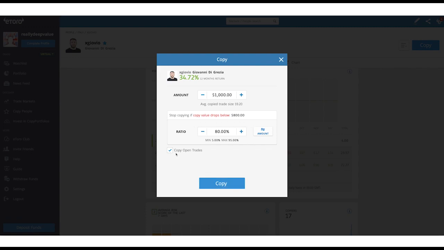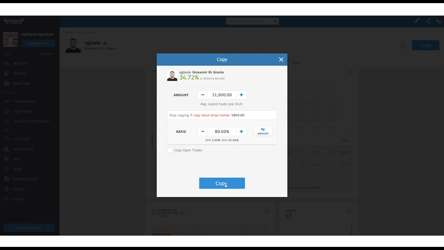And we're going to copy open trades. So all the trades that this trader has open now, at the point of copying, we will be copying, as well as all future trades opened and closed. But if we untick that box, it means that we aren't copying any open trades, but we will copy all future open trades from this point onwards. Because we thought his drawdown was a bit high, maybe we could do that with this particular example.